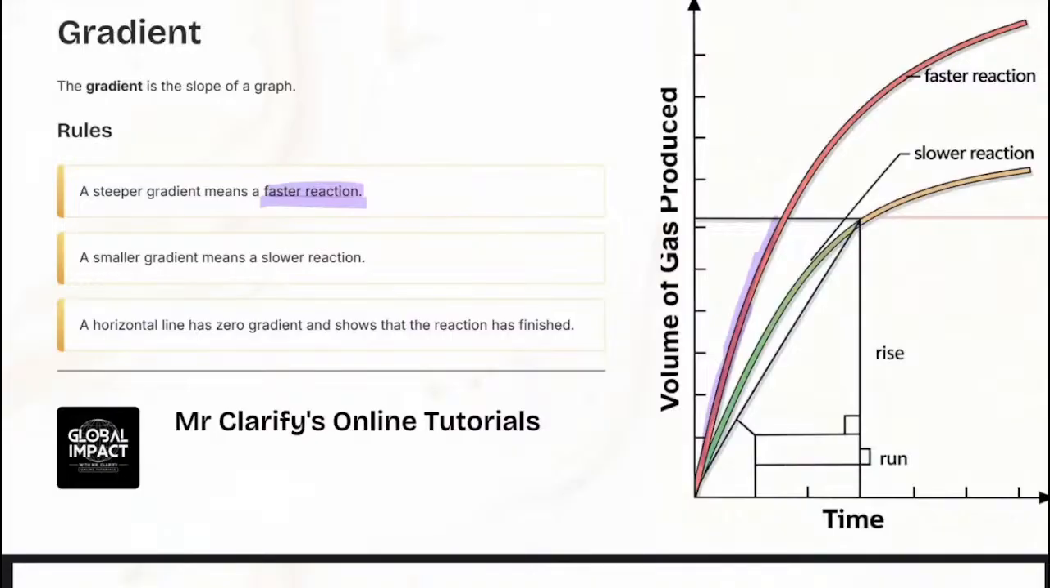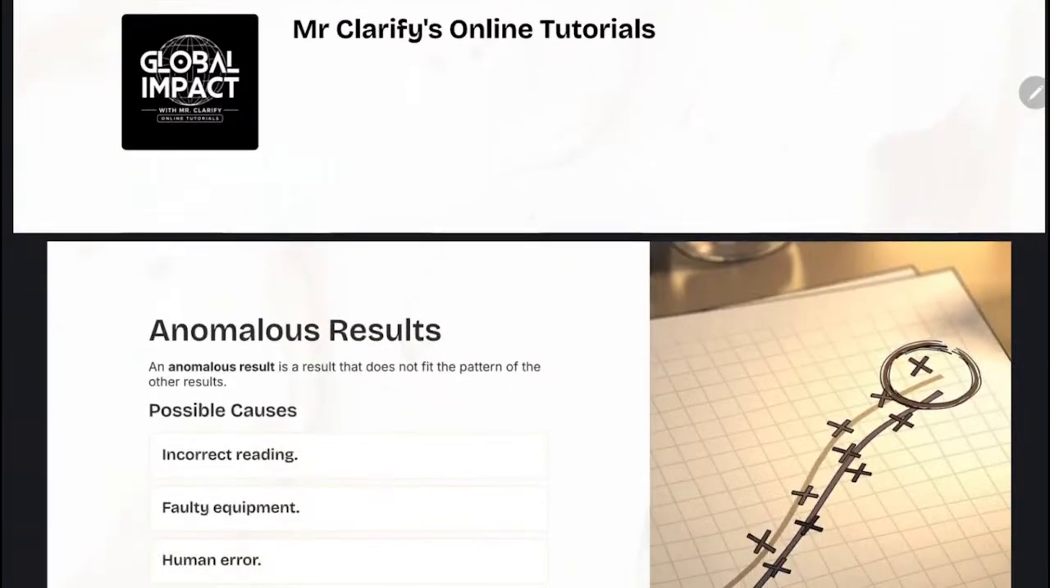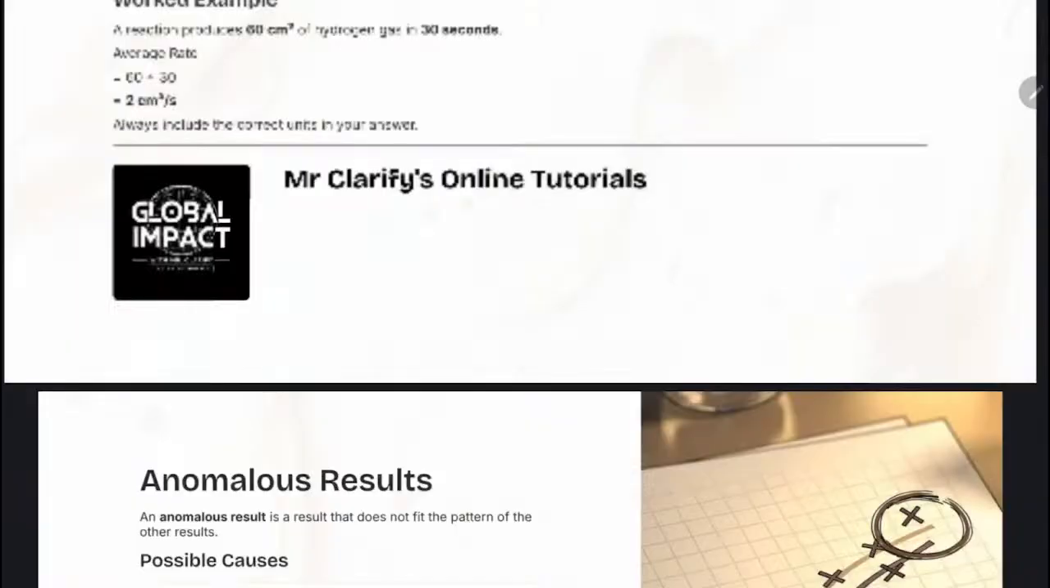Have you seen this? Steep gradient, the slope here. The steeper, the faster. So the reaction on top here is faster. This is the faster one, and this is the slower one because the gradient is not as steep. Okay? Then when the reaction finishes, you get a flat line like this. It'll be flat. All right. Now, have you seen it?